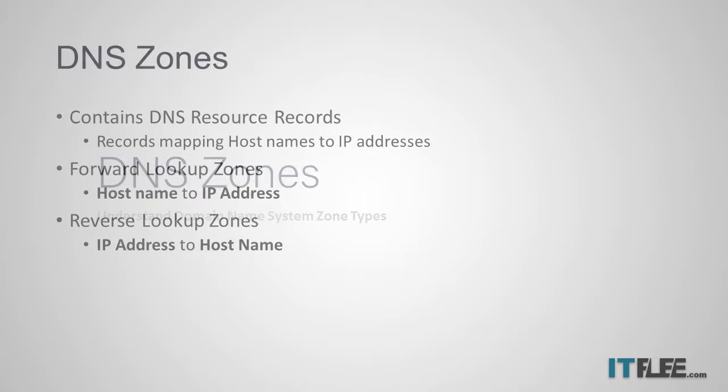A DNS zone is a collection of DNS resource records, like one that might map itflea.com and its respective IP address. Now, there are two main types of DNS zones, forward and reverse lookup zones. Forward lookup zones are the most common and translate host names to IP addresses. A reverse lookup zone does the exact opposite in that it translates an IP address to a host name.